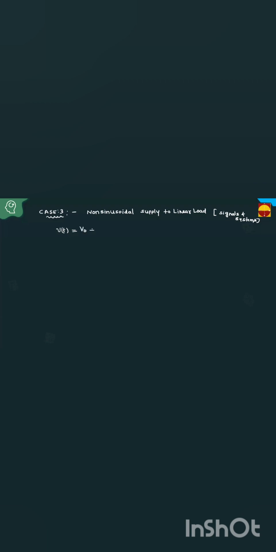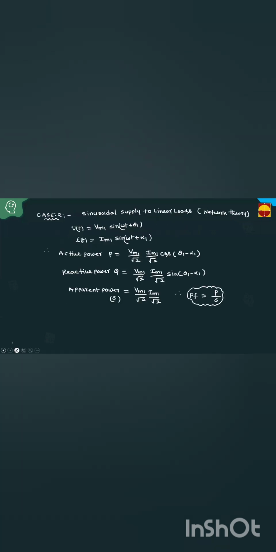Then for example, V of t equal to V naught plus Vm1 sine omega t plus phi 1 plus Vm2 sine 2 omega t plus phi 2 plus and so on, different harmonics I am giving. Current is also non-sinusoidal: I naught plus Im1 sine omega t plus alpha 1 plus Im2 sine 2 omega t plus alpha 2 plus and so on.